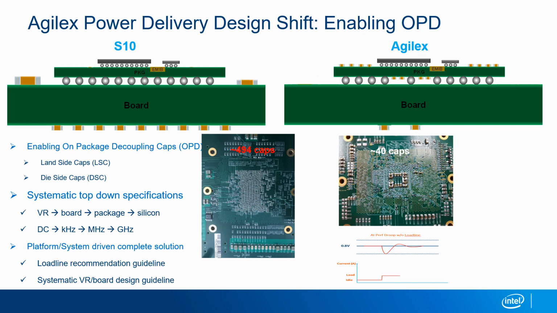As you can see, we've been able to reduce the number of caps down to about 40. There are about 10 of the 0805s, 20 of the 0402s, along with 6 of the 0603s. This is a significant reduction from the motherboard backside cavity decaps from our earlier families.